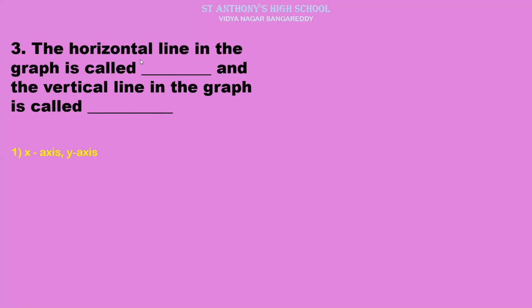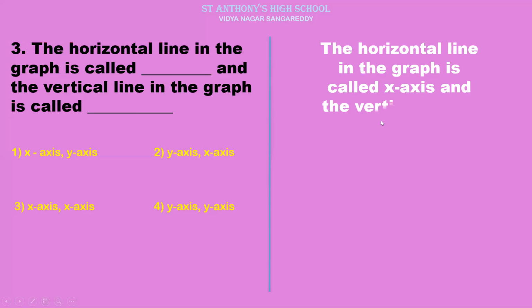So what are the options here? First one is x-axis, y-axis. Next one y-axis, x-axis, then x-axis, x-axis, and y-axis, y-axis. What is the answer? The horizontal line in the bar graph is called which one? Is that Ram Charan Teja? X-axis, y-axis. Very good, and Nikhil also. Correct answer.